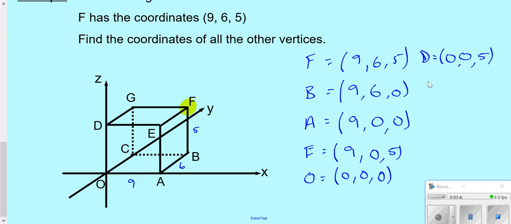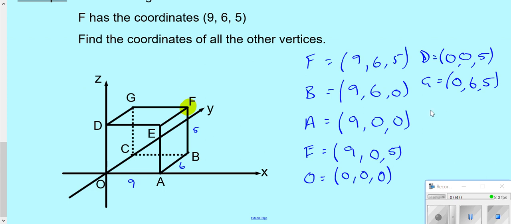Let's go to G next. The X value is going to be 0 because it hasn't moved left or right. The Y value, now G has moved in the positive Y direction, and it's the same as this value of F and B because that's the same distance back. So that's going to be a value of 6. And G does have a height here, it's 5.